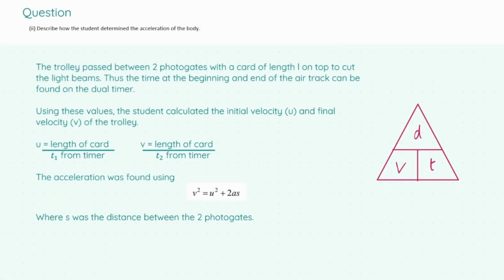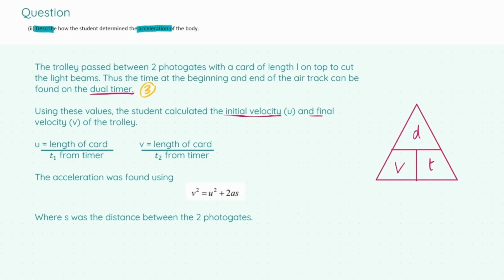So part 2 of this question is describe how the student determined the acceleration of the body. So in this experiment, the trolley passes between the 2 photo gates with a card of length L on top of it to cut the light beams. So the photo gates are attached to the dual timer, so the time at the beginning and the end of the air track can be seen on that dual timer. So you get 3 marks for mentioning that you are measuring the time interval here with the timer. So that's 3 marks there.